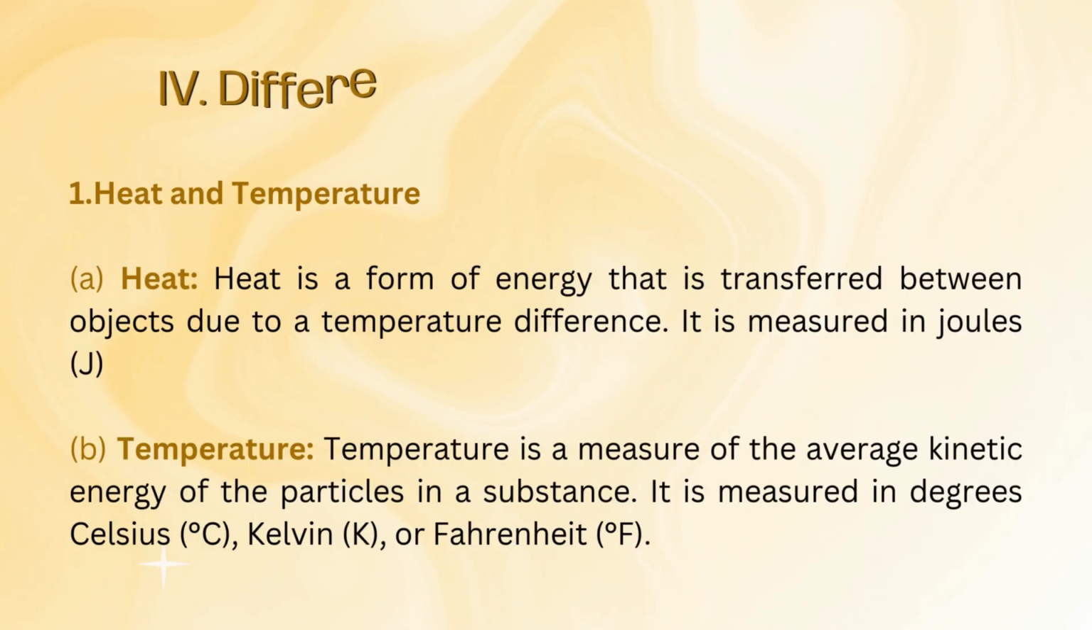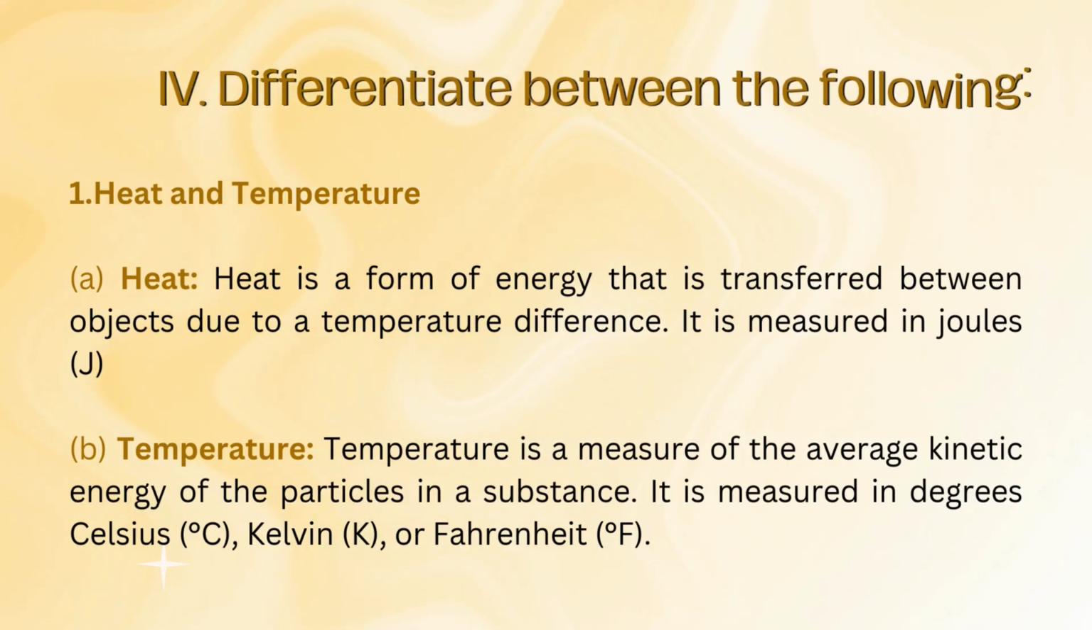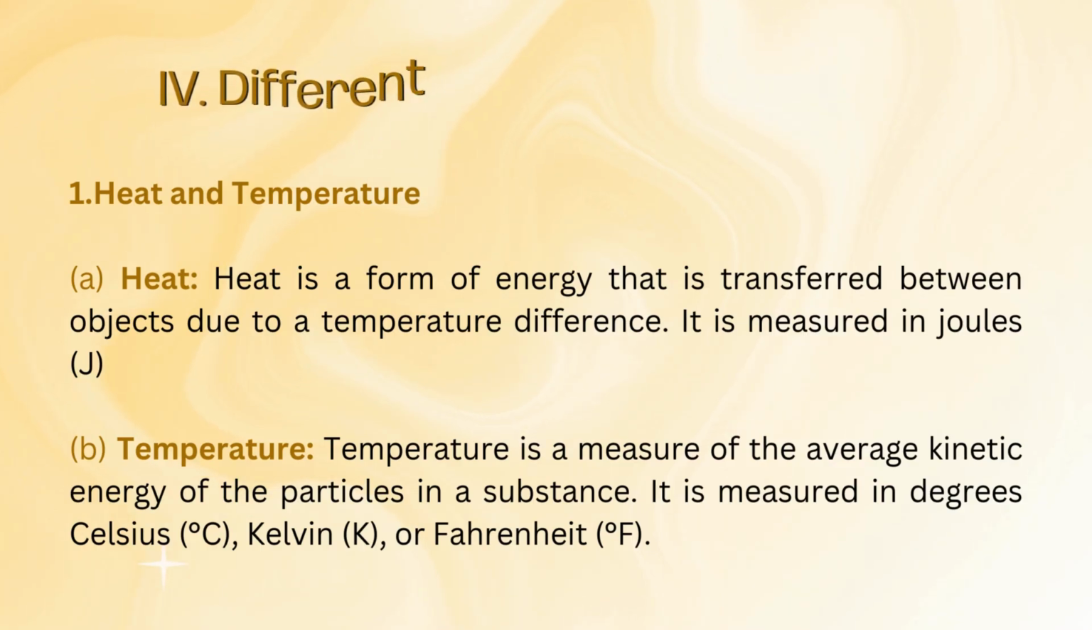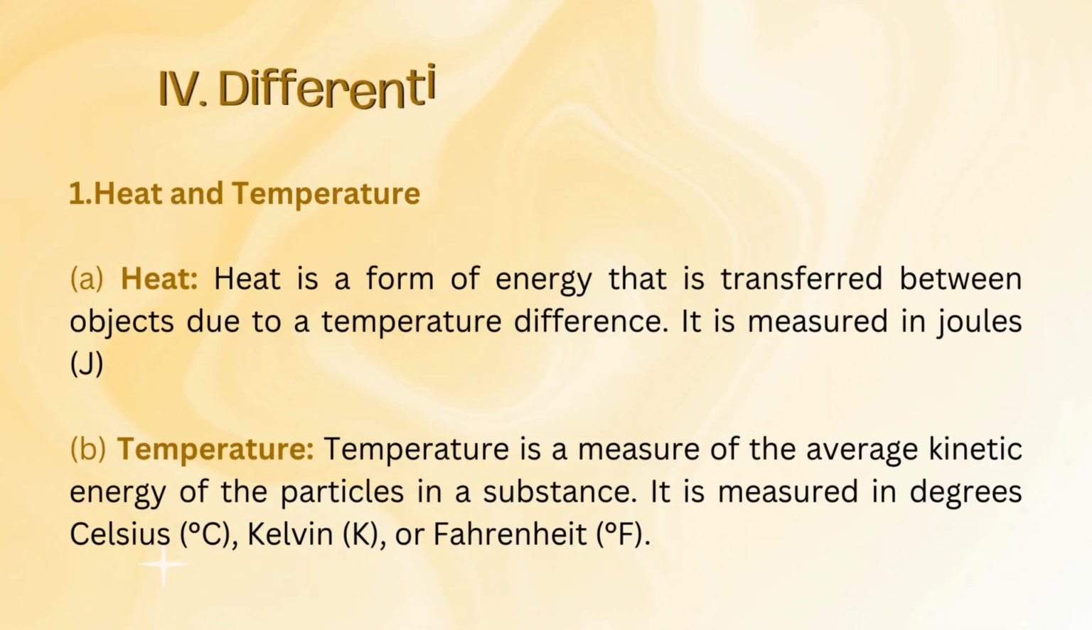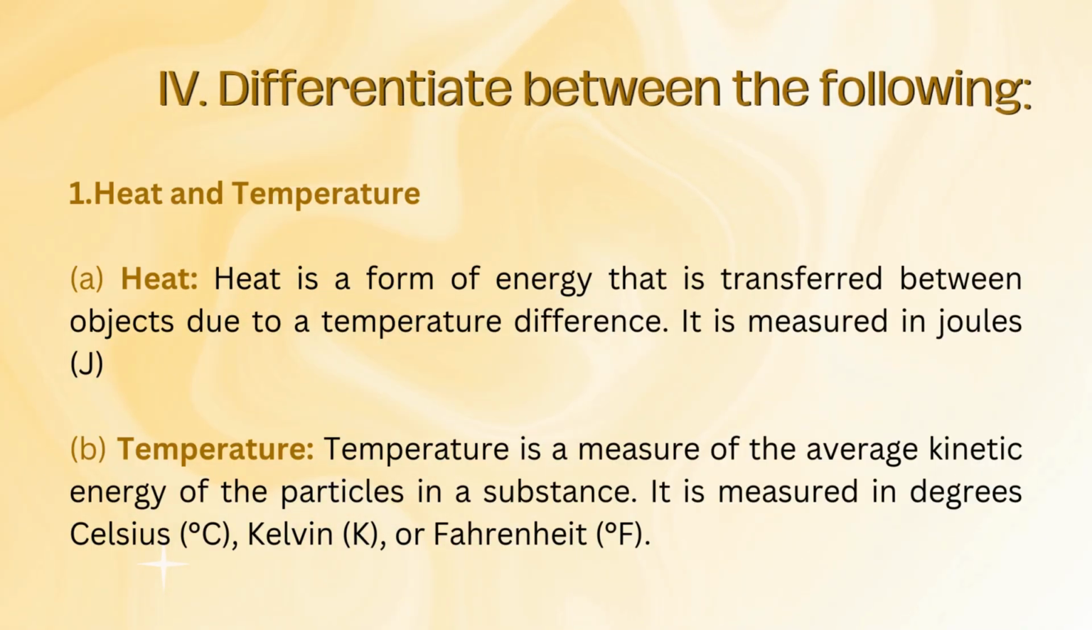Next question, 4. Differentiate between the following. 1. Heat and temperature. A. Heat. It is a form of energy that is transferred between objects due to a temperature difference. It is measured in joules. B. Temperature. It is a measure of the average kinetic energy of the particles in a substance. It is measured in degrees Celsius, degree C, Kelvin, K, or Fahrenheit, degree F.